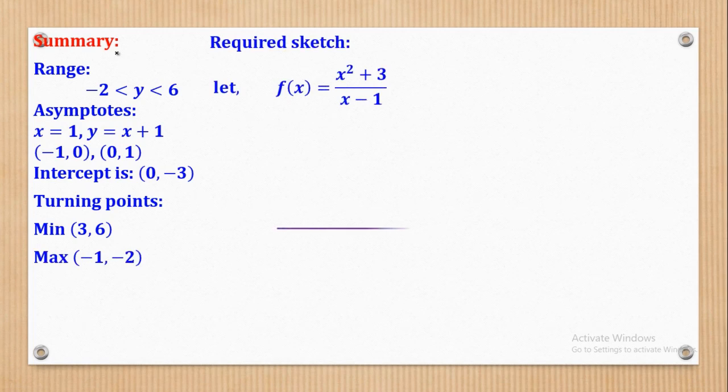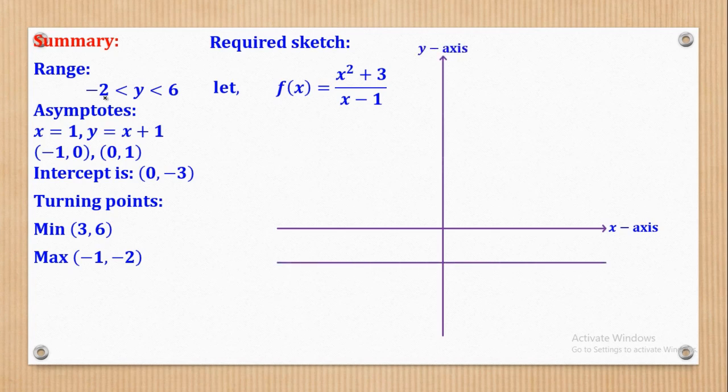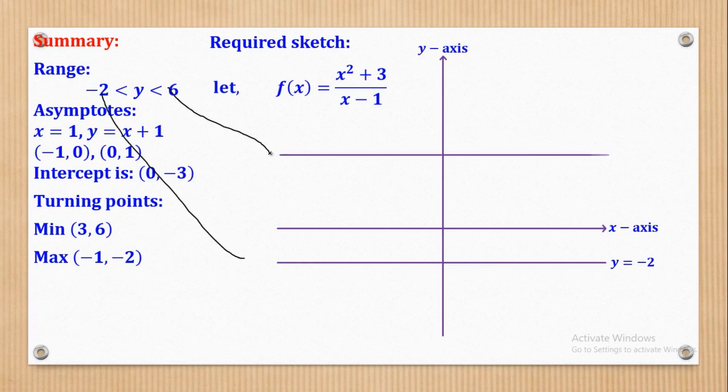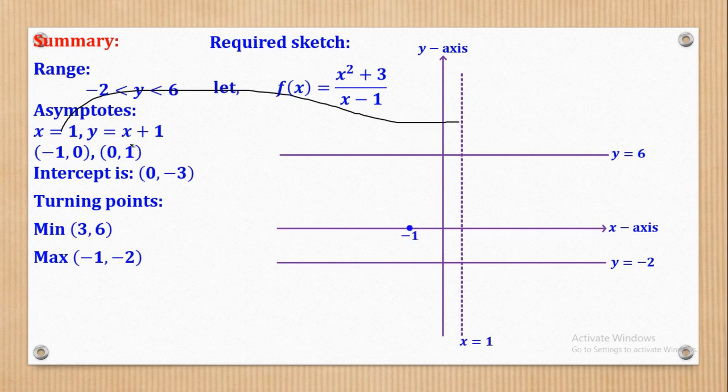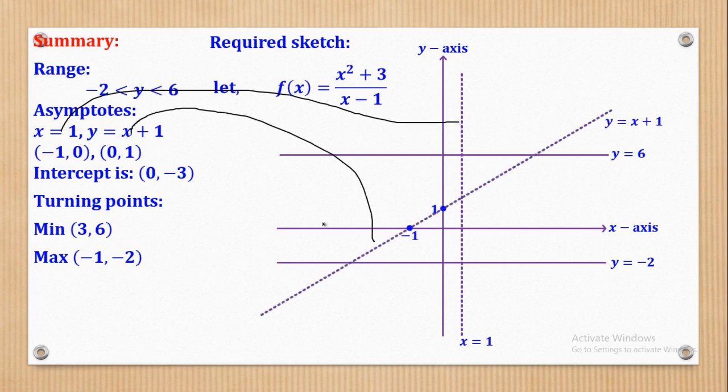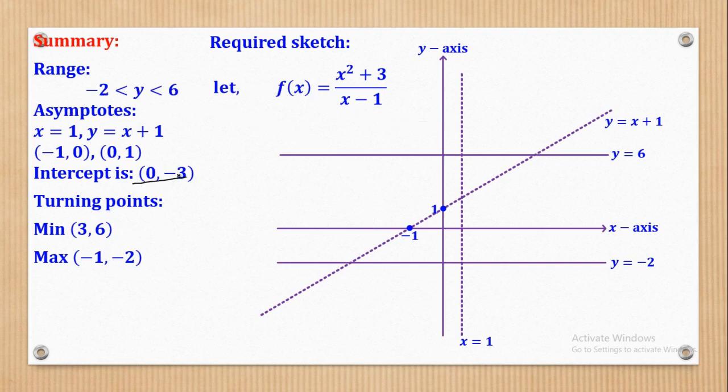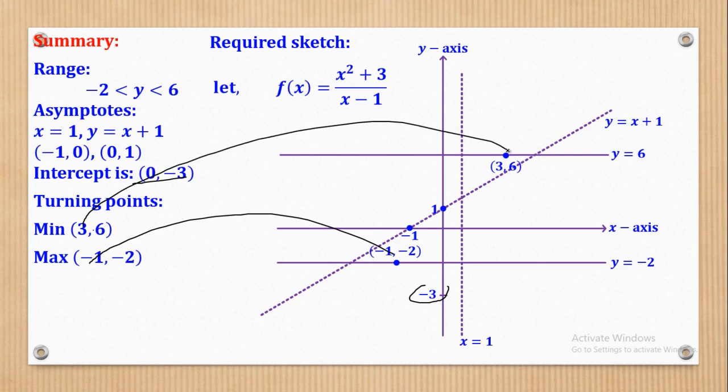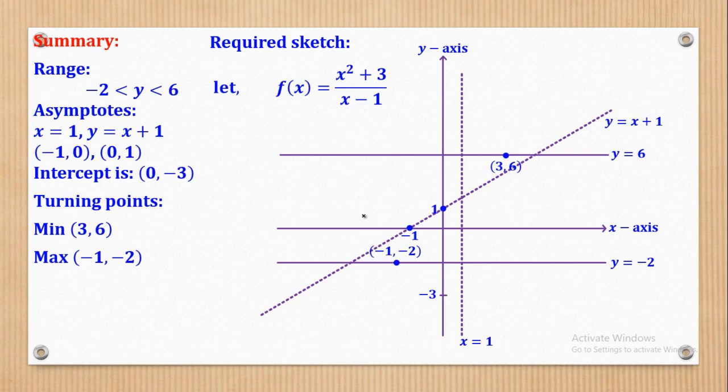So let f(x) be equal to that. We shall first draw the axes, label them. Then show the region where the curve does not lie. There's y equal to negative 2 and y equal to 6, so the curve does not lie in that range. Then we have these asymptotes, x equal to 1 and this one, which is y equal to x plus 1. Then you have the intercept, 0, negative 3, which is there. Then you have the turning points. There is this one, which is here, and this, which is there. Because it doesn't lie in this range, it implies that this one will be in this form, and this one will be in that form. So let's come and draw them. And basically, that's what they wanted.